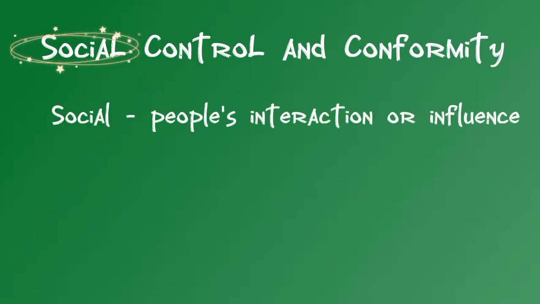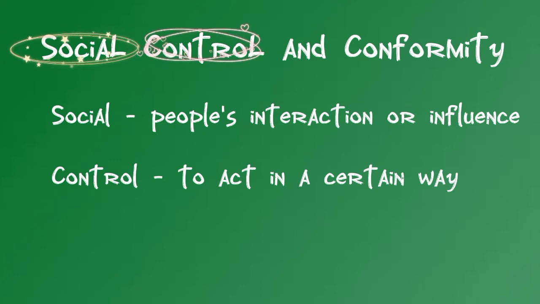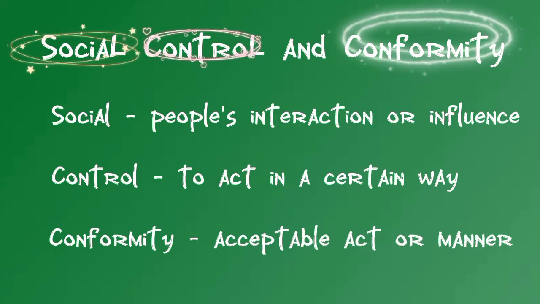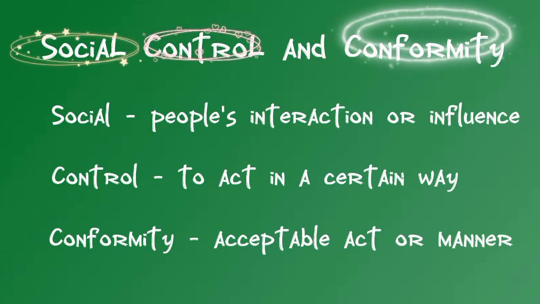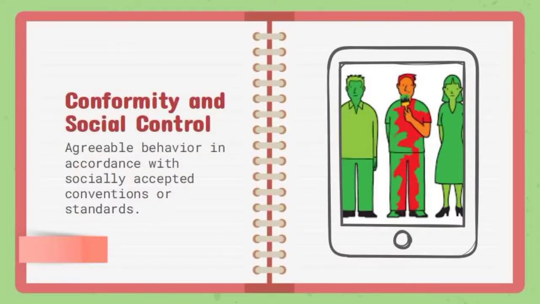Conformity and deviance. Pag sinabi nating social, ito yung interaksyon ng mamamayan sa kapwa niya o people's interaction or influence. Ang control naman ay to act in a certain way. Siyempre, if you want something in control o yung gusto mo, ay dapat kumikilos yun at umaayon sa gusto mo. Conformity naman ay acceptable act or manner. Ito yung tinatawag nating naaangkop o akma sa lipunan. So in short, ang social control and conformity ay tinatawag nating people's interaction in a way that is acceptable sa tinatawag nating society. Ito yung mga bagay o gawain ng mga tao na akma at nakabubuti para sa isa't isa sa loob ng tinatawag nating lipunan.